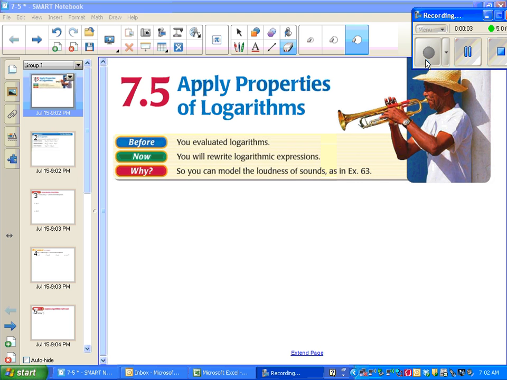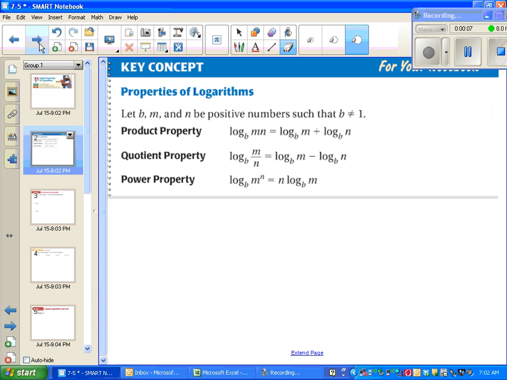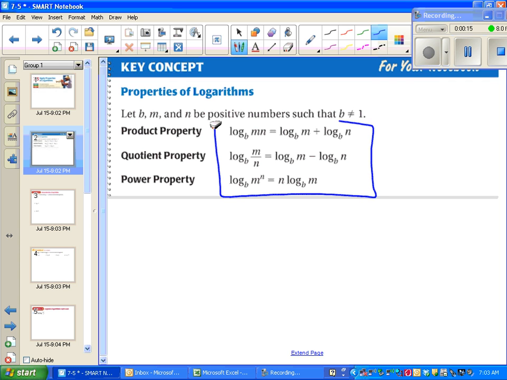7.5 Apply properties of logarithms. We've got three formulas that we kind of have to memorize in order to be successful in today's lesson. They're called the product property, the quotient property, and the power property. And what they basically tell us is how to expand or condense logarithms.